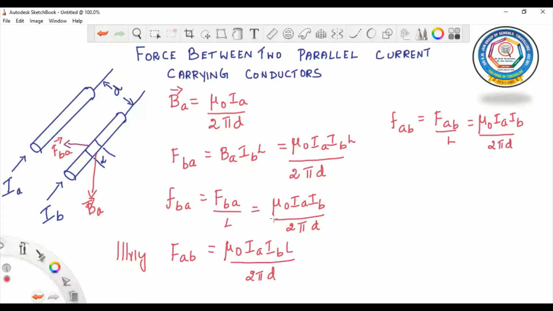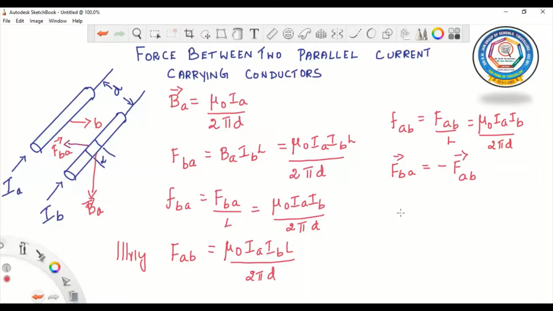Now, what will be the direction of this force? The direction of this force is opposite to that of the first one, that is, towards B. The second conductor will experience a force towards A, and the first conductor will experience a force in the opposite direction, towards B. So we can write that FBA is equal to minus FAB. The magnitude remains the same, but they are in opposite directions.